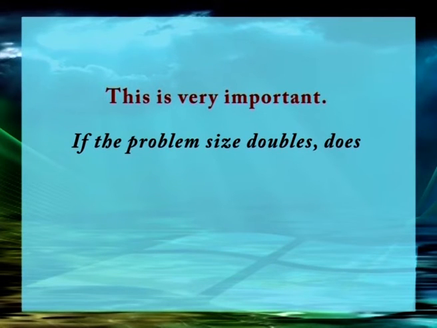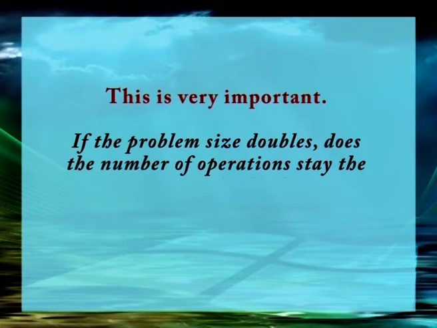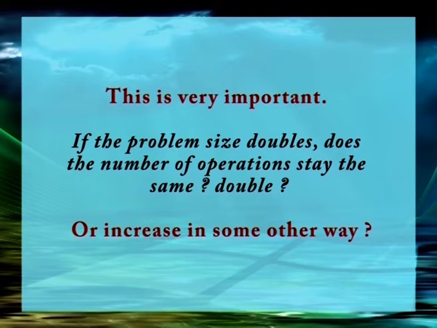Finding the exact complexity, f(n), which is a function of the number of basic operations of an algorithm, can sometimes be difficult. Also, it should be noted that when we consider the complexity of an algorithm, we do not care about the exact number of basic operations that are performed. Instead, we care about how the number of operations relates to the problem size. This is very important. If the problem size doubles, does the number of operations stay the same or double or increase in some other way?